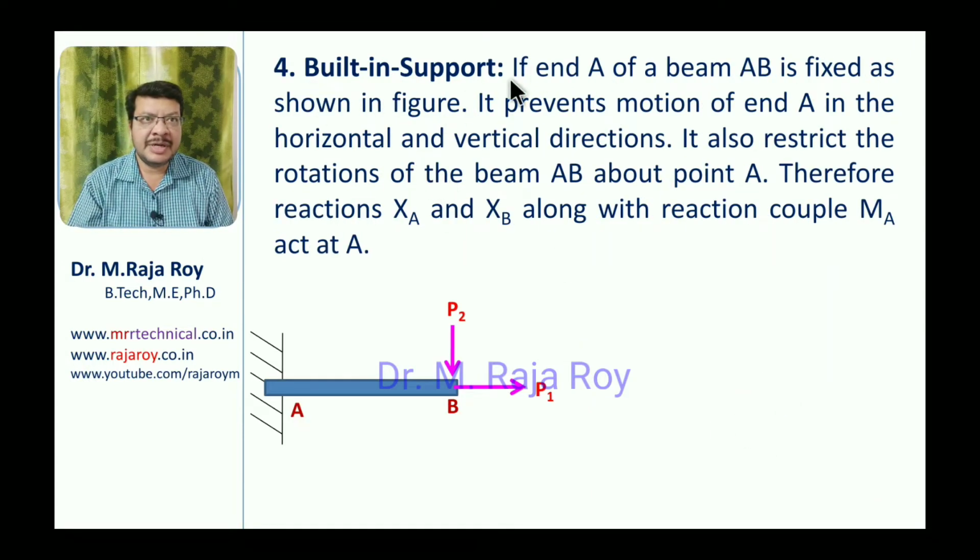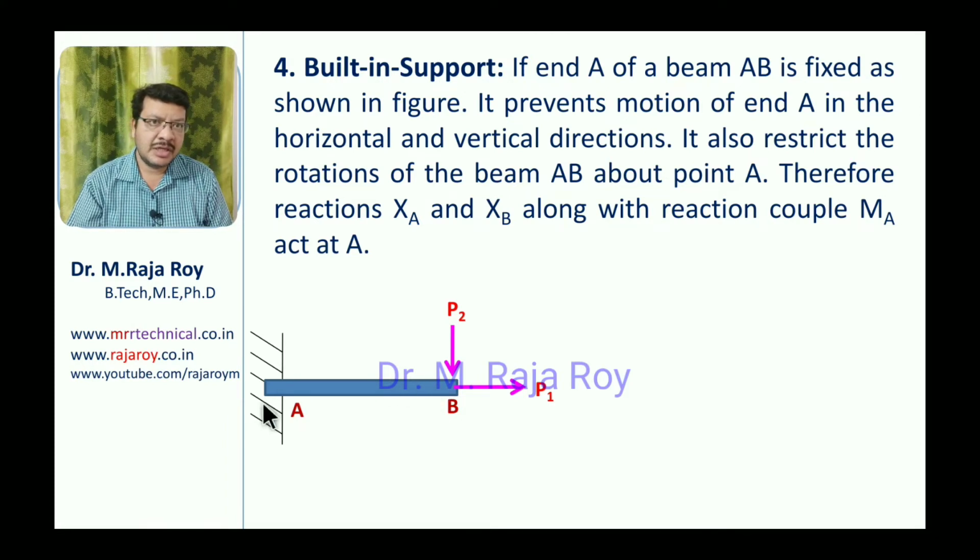Next is the built-in support. Assume that this is a vertical wall. Into this vertical wall, this particular member is inserted and fixed rigidly. That means you can't rotate it. That's why it is restricting the motion of rotation also. When the rotation is also restricted, it will produce a reaction in the form of a moment.